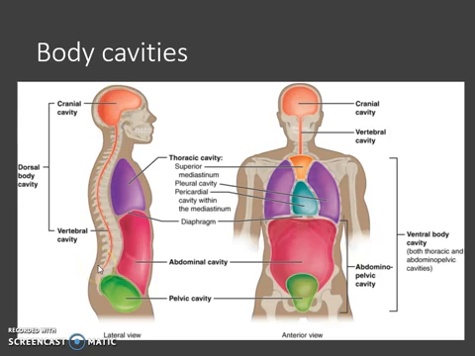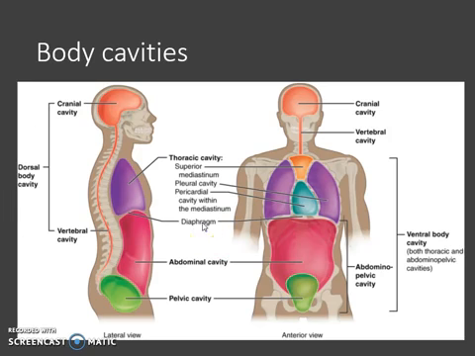The ventral body cavity is further divided into two bigger regions. There's the thoracic cavity, which is the area in purple, and the abdominopelvic cavity, which are the areas in pink and green. One key structure to note is the diaphragm.